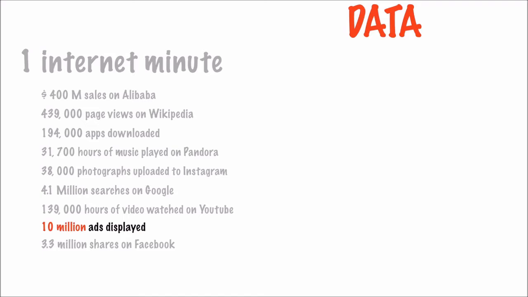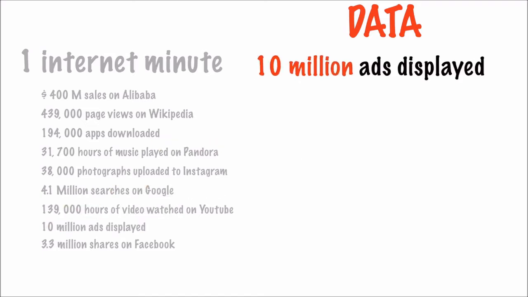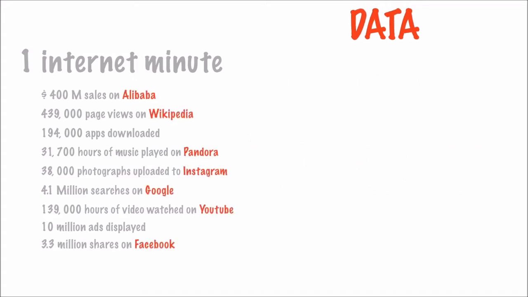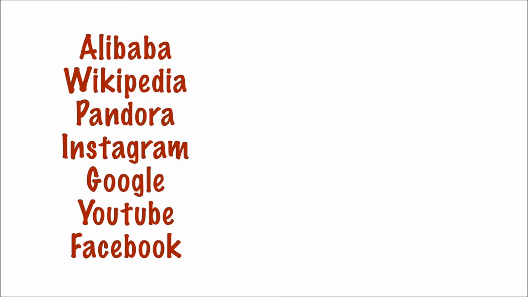What about the 10 million ads that were displayed in the last minute? Ad data is basically ad impressions, that is when you see an ad, or ads clicked, when you actually click on an ad, you performed an action. All of these companies, Alibaba, Wikipedia, Google, YouTube, Facebook, Instagram, Pandora, all of these companies are constantly collecting and holding data.